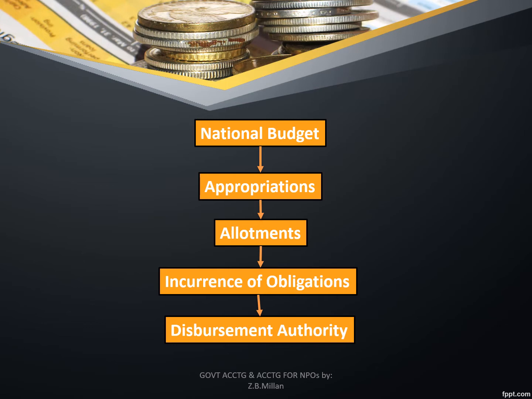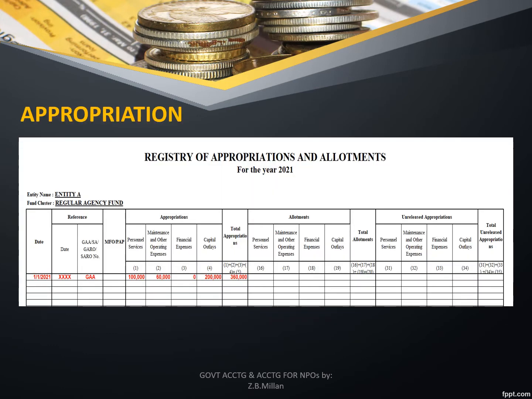So this process shall also be observed in the recording of government transactions. And actually, the government accounting cycle starts with the recording of appropriation. So using the illustration in our reference book, suppose entity A, a government agency, receives its GAA or General Appropriations Act for the year 2021 consisting of 100,000 PS, 60,000 MOOE, and 200,000 capital outlays totaling 360,000.